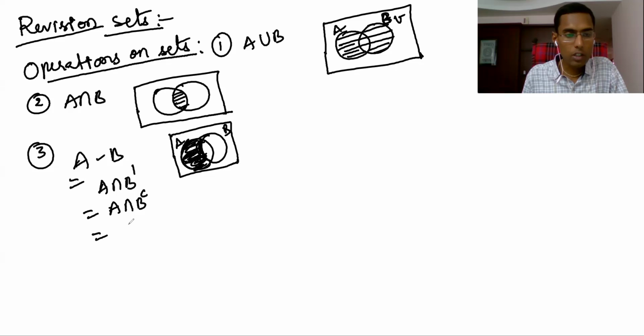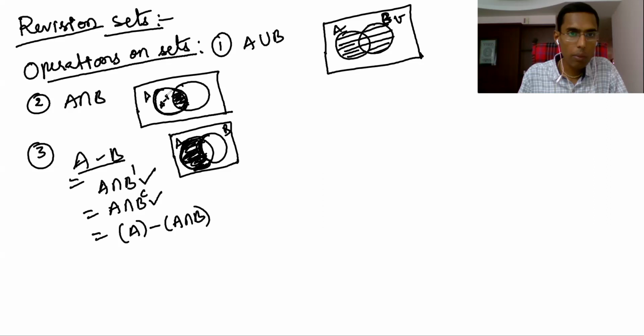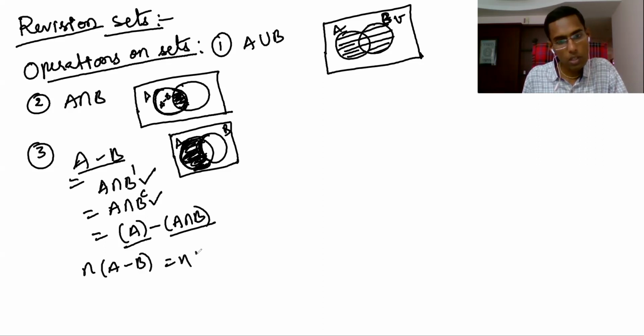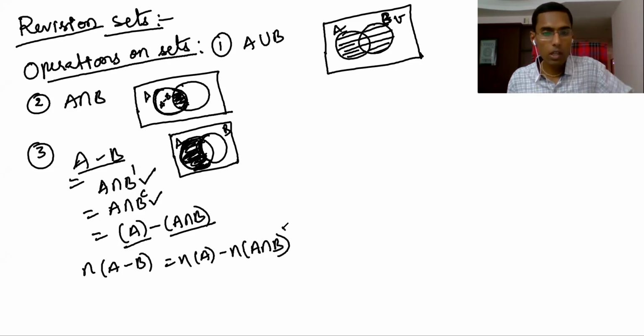You can also write this as: from A, if you subtract A intersection B, this is the same. A minus B, or A and not B, means from A, if you remove the intersection part, this is called A minus B. Therefore, from A, if you subtract A intersection B, what you get is A minus B. That is the reason I wrote A minus B as number of elements in A minus number of elements in A intersection B. Yesterday I wrote this, so I revised it.